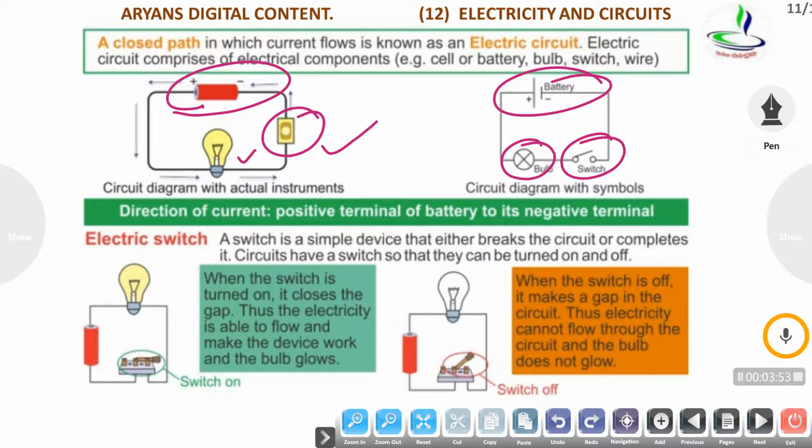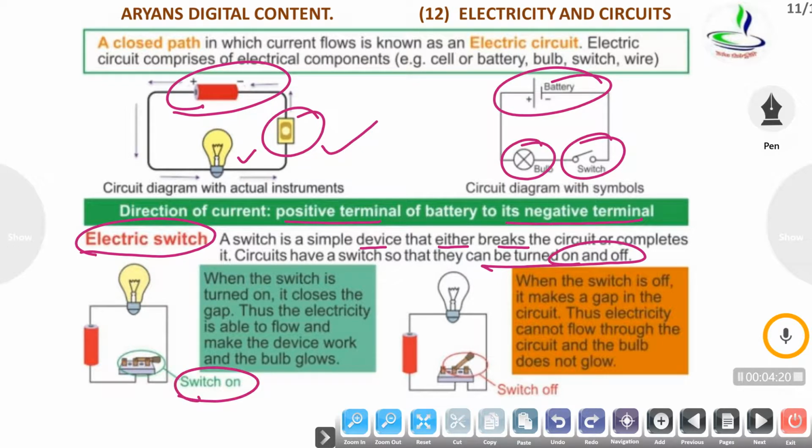Direction of current. What is the direction of current? Current always flows from the positive terminal to the negative terminal. Now we will read about electric switch. A switch is a simple device that either breaks the circuit or completes the circuit. Circuits have a switch so that they can be turned on and off.